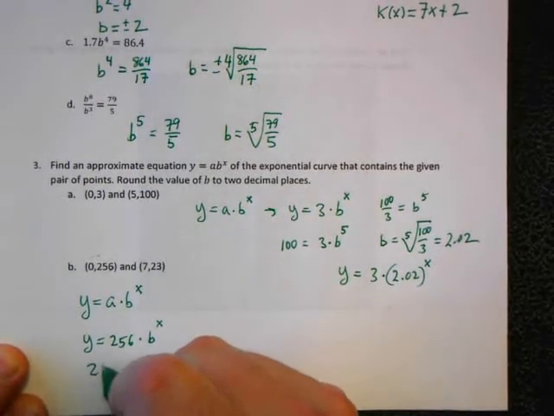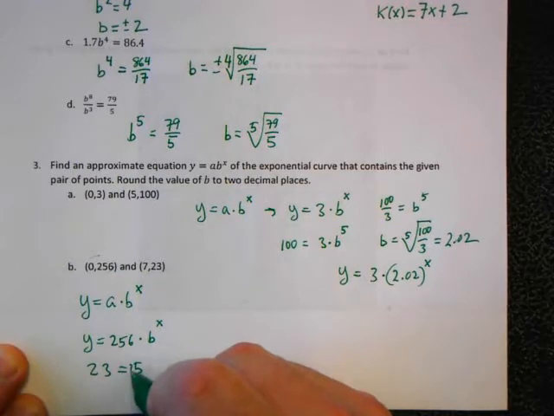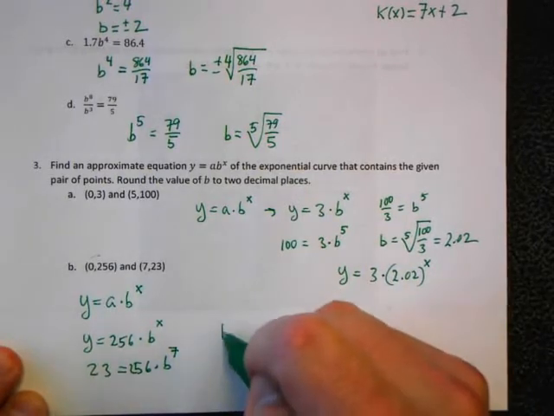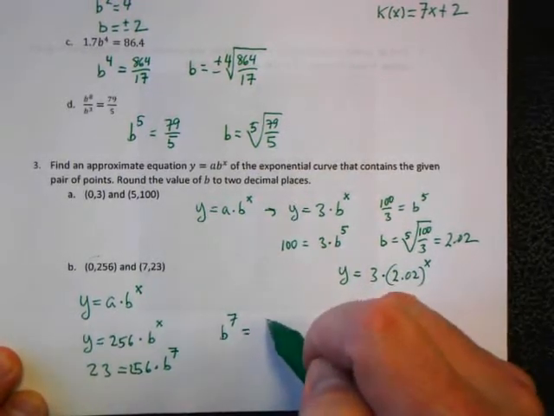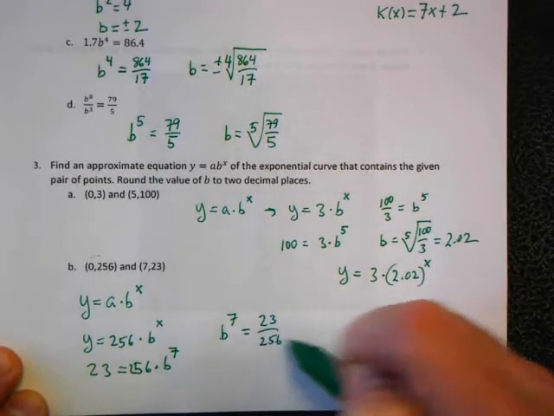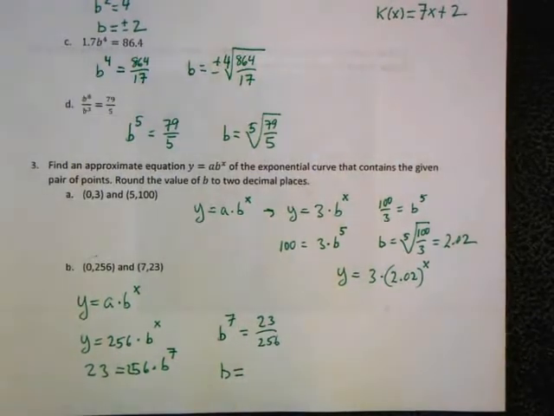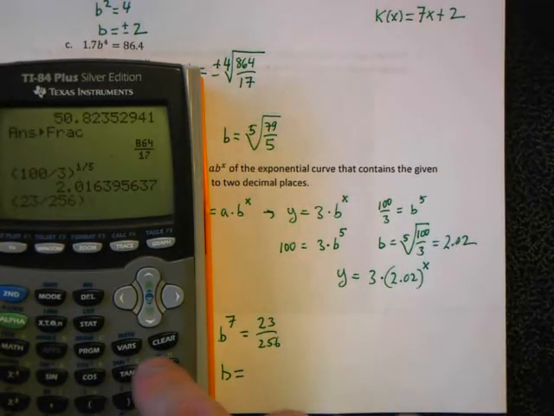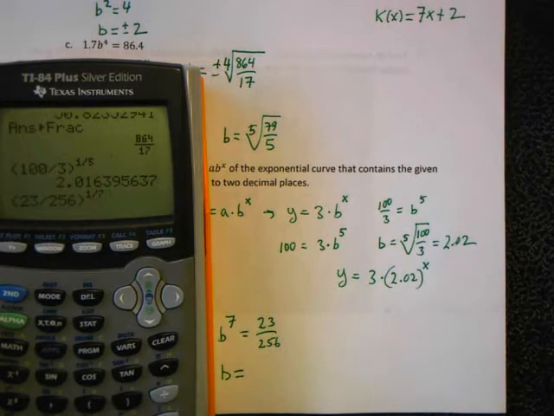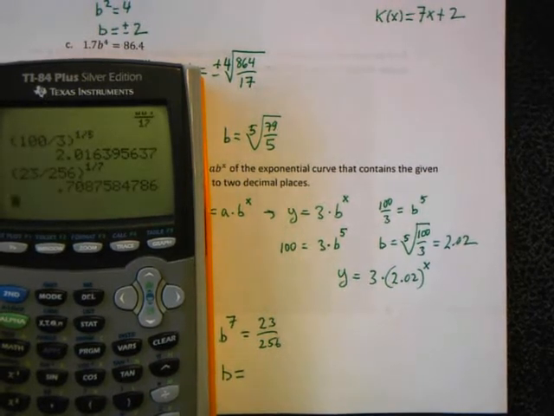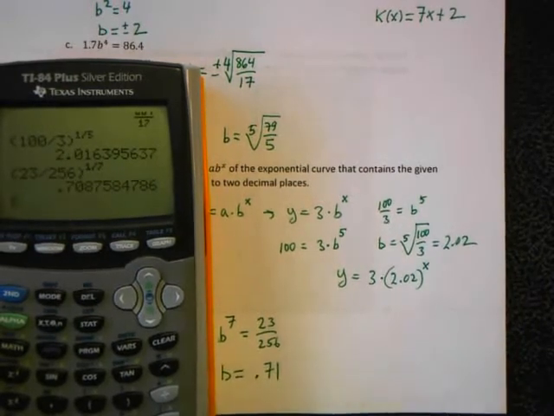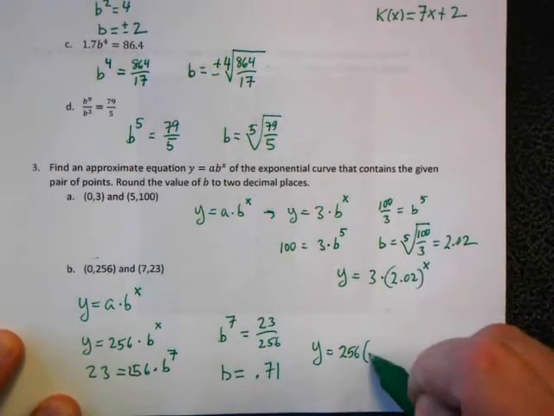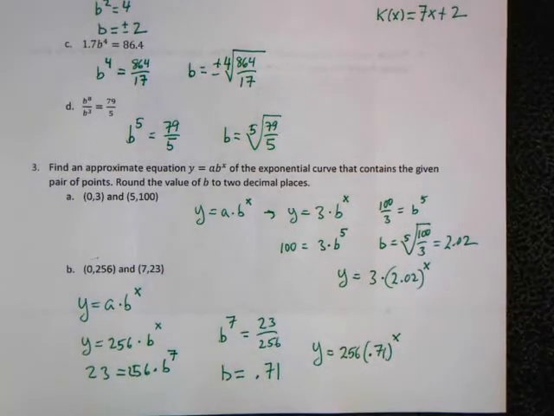We have 23 equals 256 times b to the 7th. That's the same as b to the 7th is 23 over 256. So b is the 7th root of that. That's going to be 23 over 256 raised to the 1/7. And that we will call 0.71. So we would have y equals 256 times 0.71 to the x.